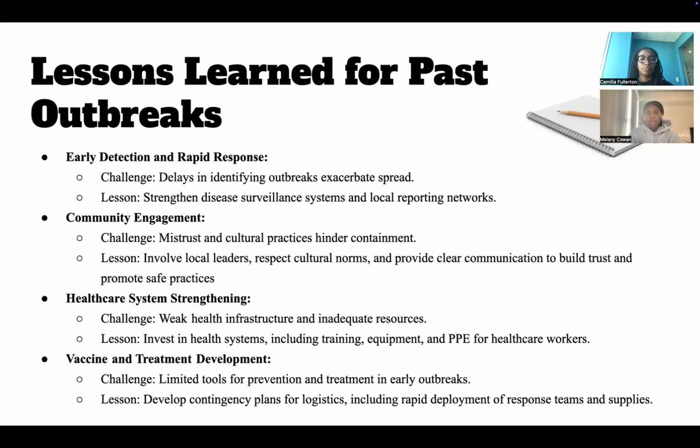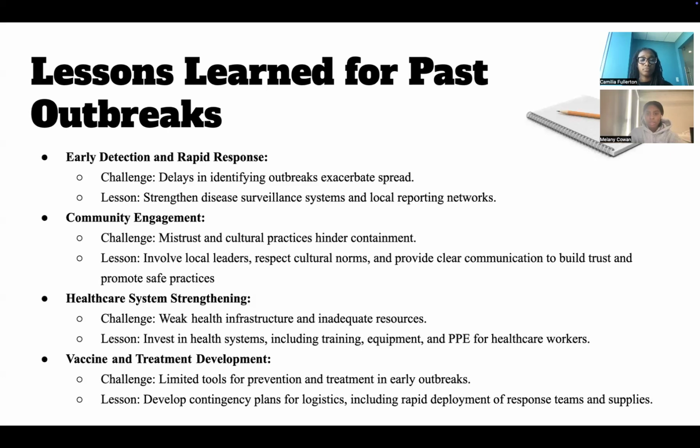Lessons learned from past outbreaks. Early detection and rapid response. Challenge: delays in identifying outbreaks accelerate the spread. Lesson: strengthen disease surveillance systems and local reporting networks. Community engagement. Challenge: mistrust and cultural practices hinder containment. Lesson: involve local leaders, respect cultural norms, and provide clear communication to build trust and promote safe practices.